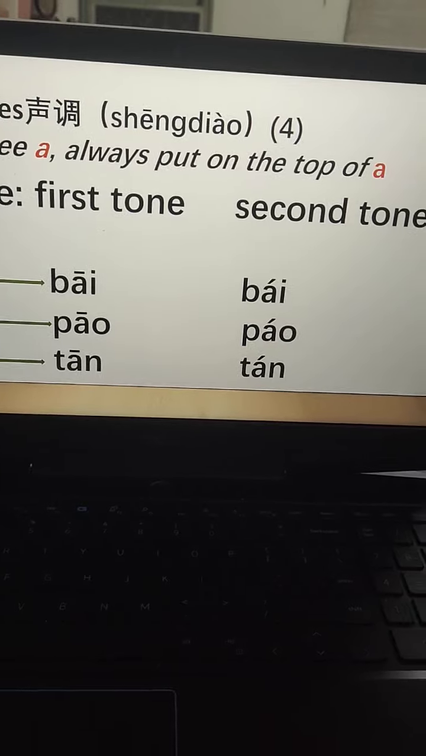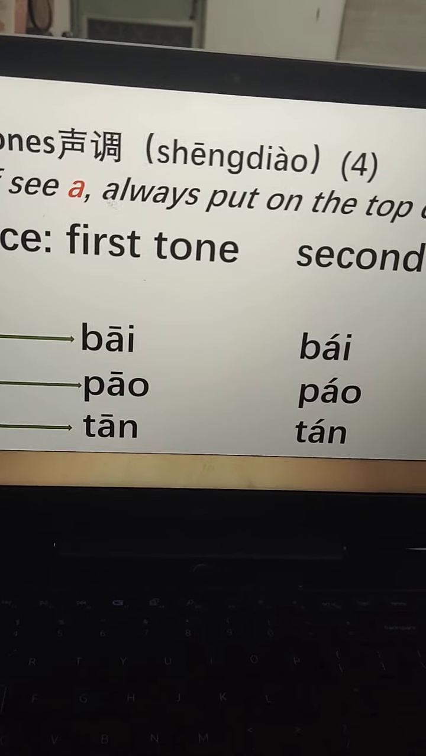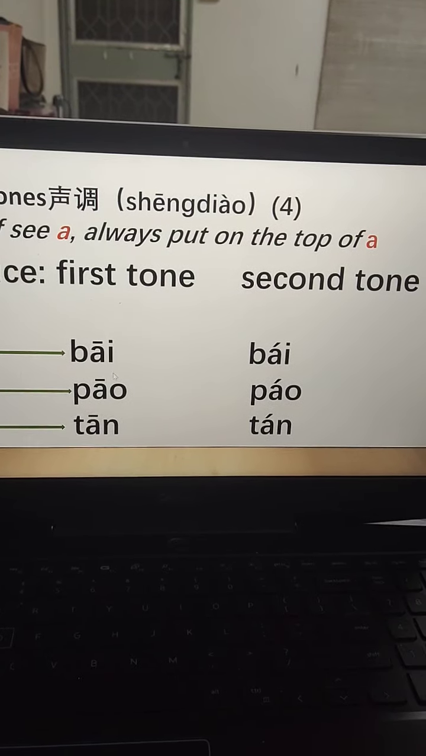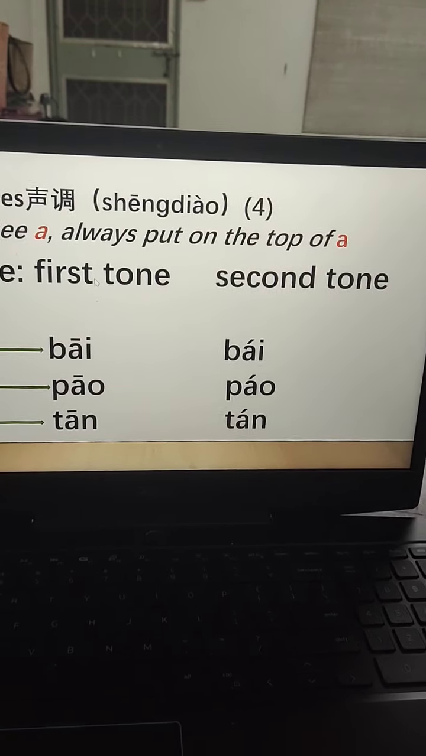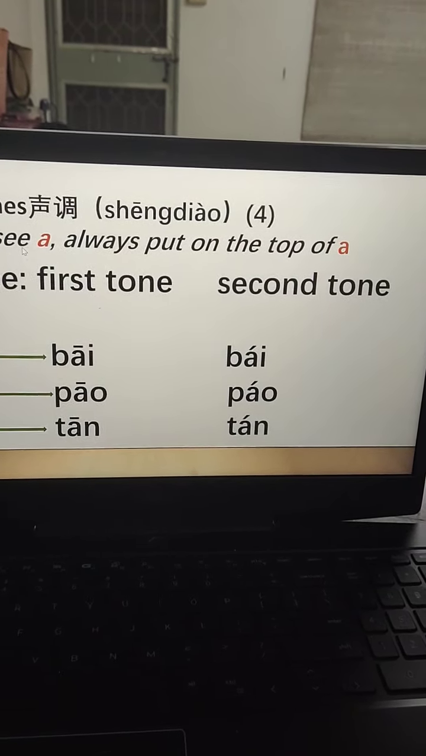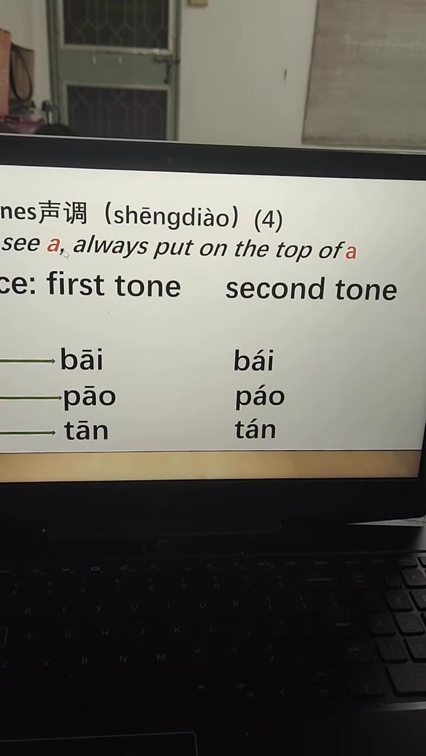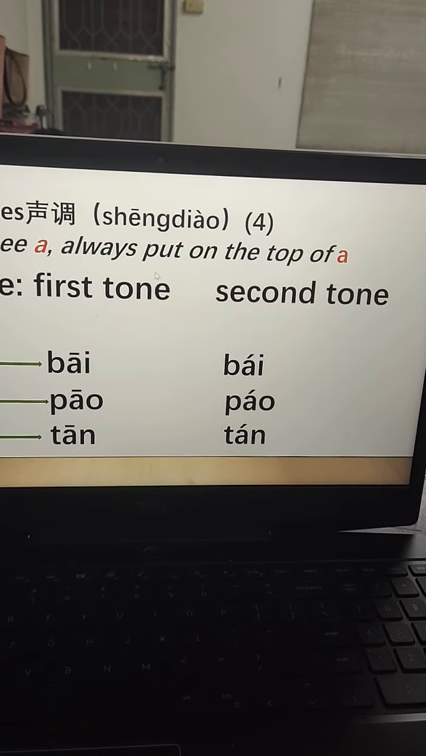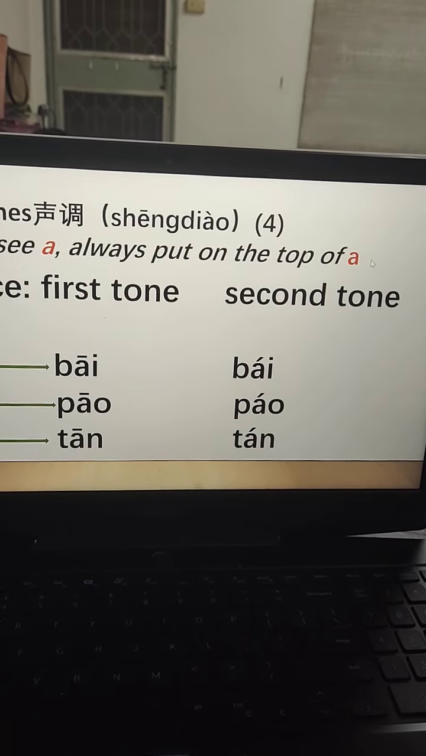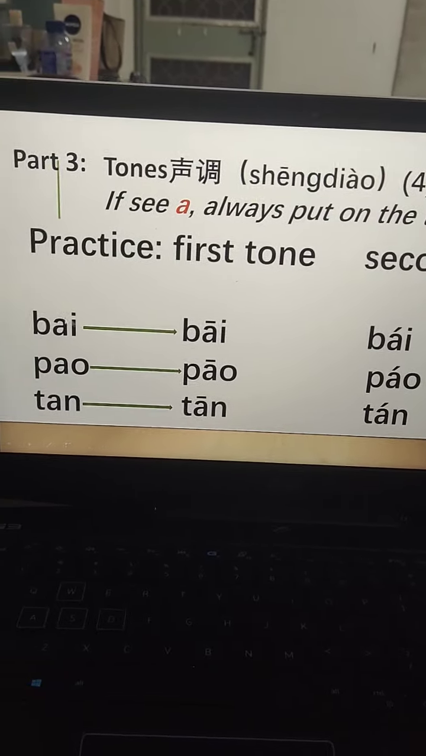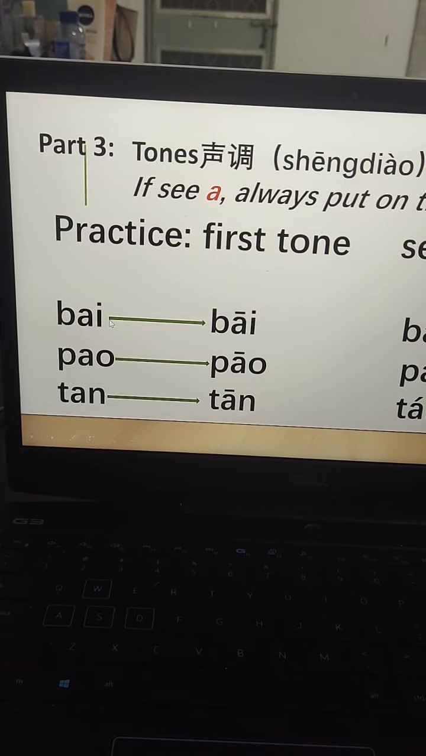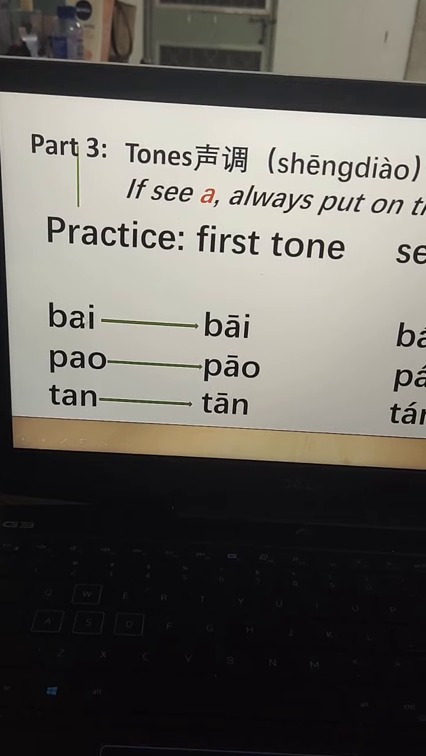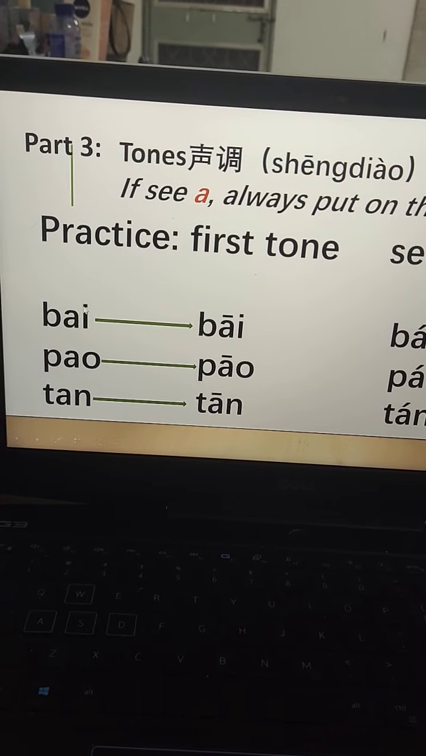Now I will show you how to put the tongues in the words, okay? This is like a skill, okay? If you see a, always put the tone mark on the top of a. For example, you will see these words, right? Bo, ai. So which one do you need to put the tone mark on?